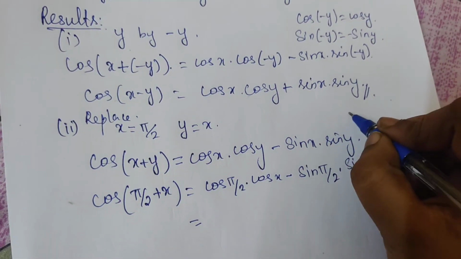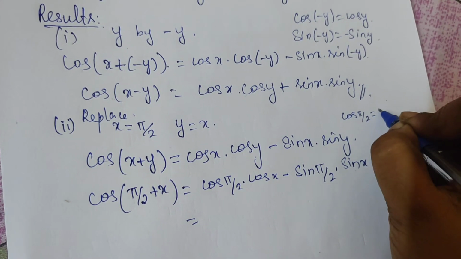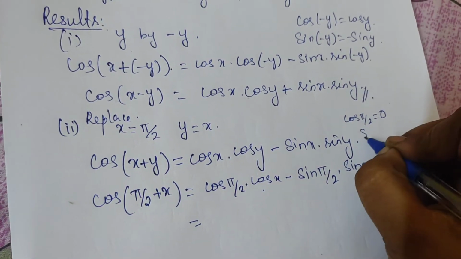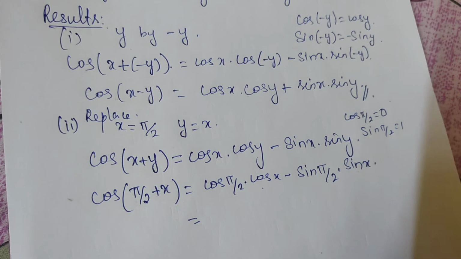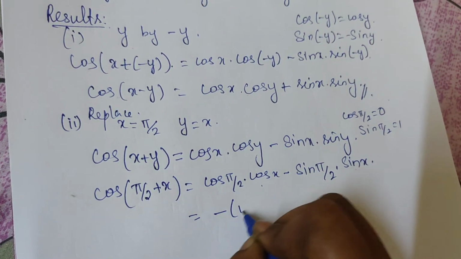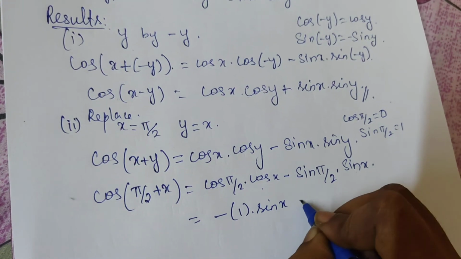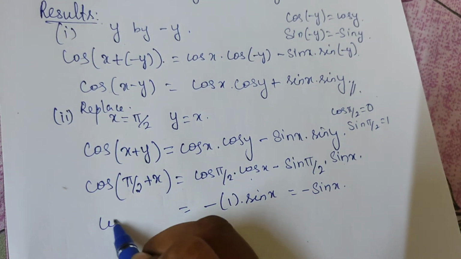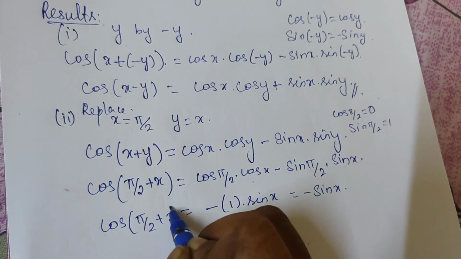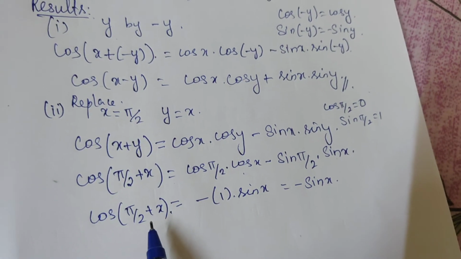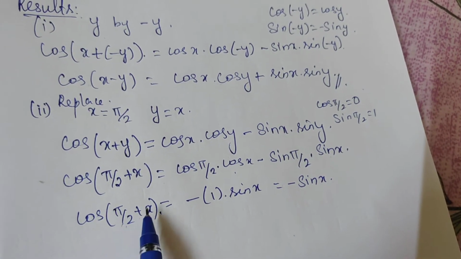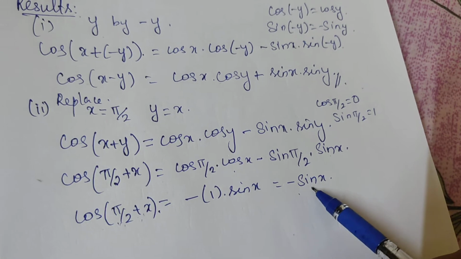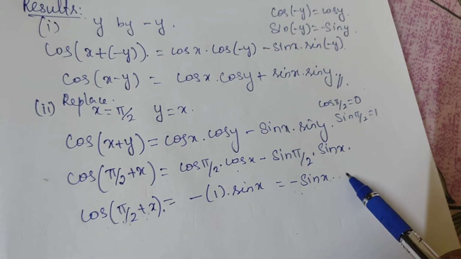Now we know cos pi by 2, that is cos 90 degree, is 0. So this term vanishes and sin pi by 2 value is 1. So we will get minus 1 into sin x. This is nothing but minus sin x. So if you write an angle as the sum pi by 2 plus x, you will be able to write it as minus sin x.